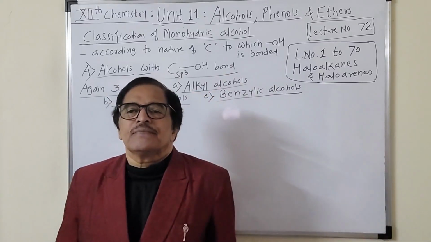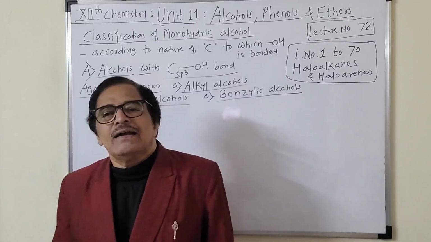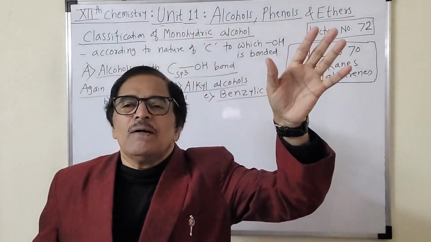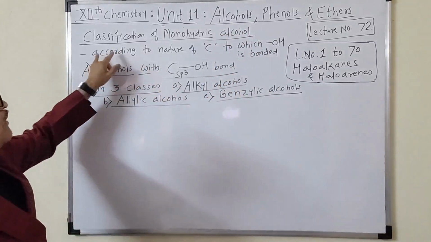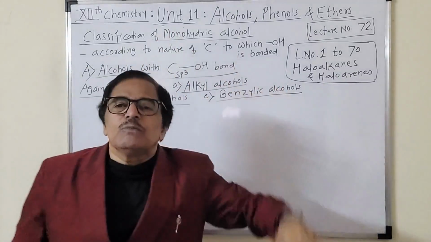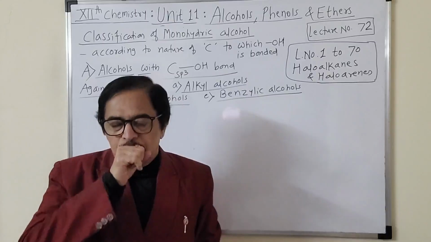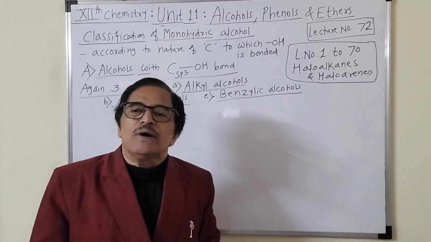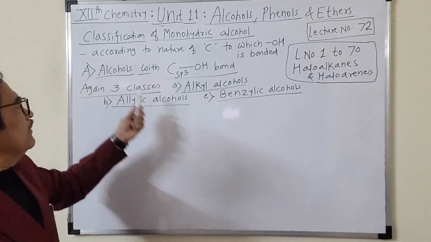तो मोनोहाइड्रिक अल्कोहल हमको लर्न करना है इस टॉपिक में. So let us go and learn the classification of monohydric alcohol again. It is the same as what you have studied for classification of monohalogen derivatives. Classification of monohydric alcohol is given according to the nature of carbon atom to which OH is bonded. Nature of carbon atom means whether it is sp3 hybridized carbon or sp2 hybridized carbon. Accordingly, whether the OH is attached to sp3 or sp2, two major classes have been given. So let us have that first.